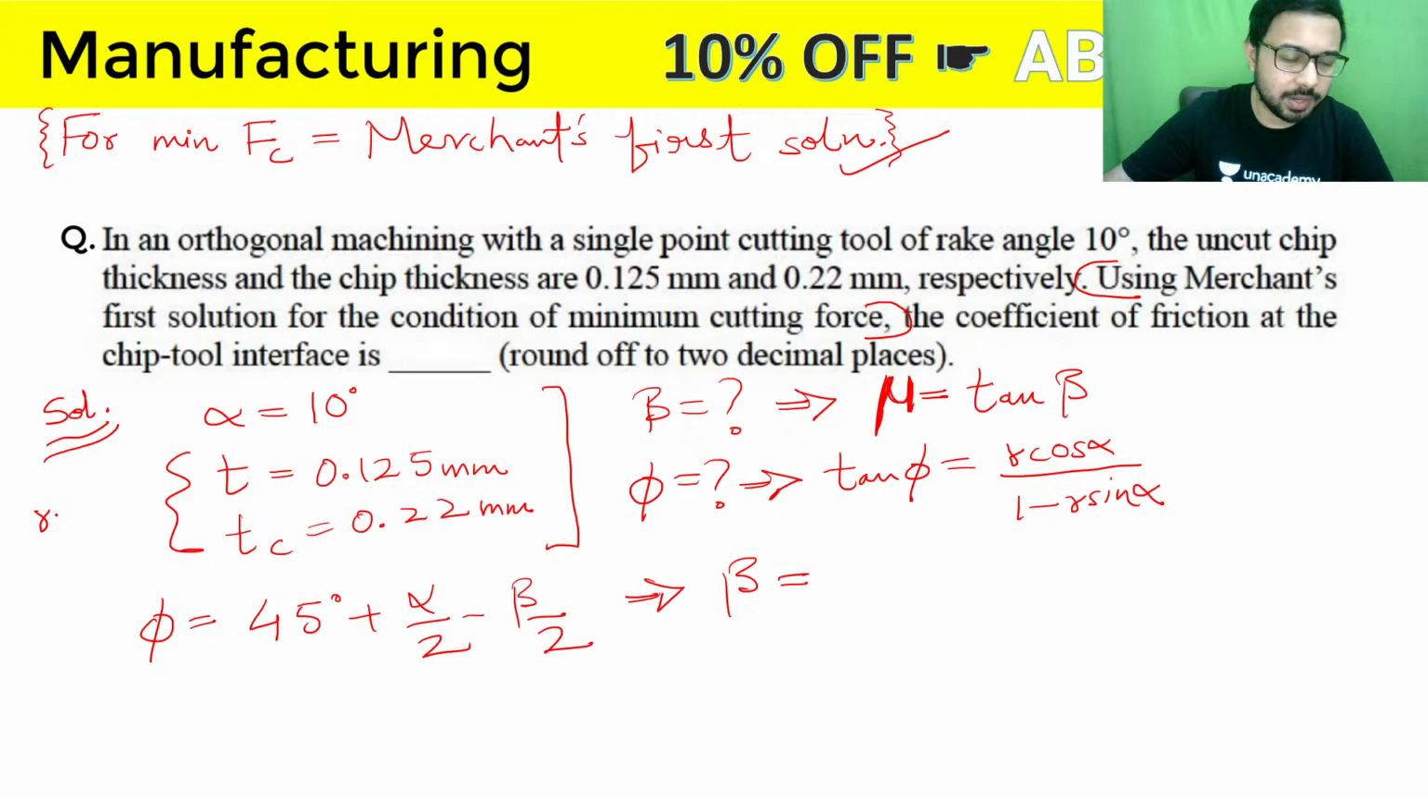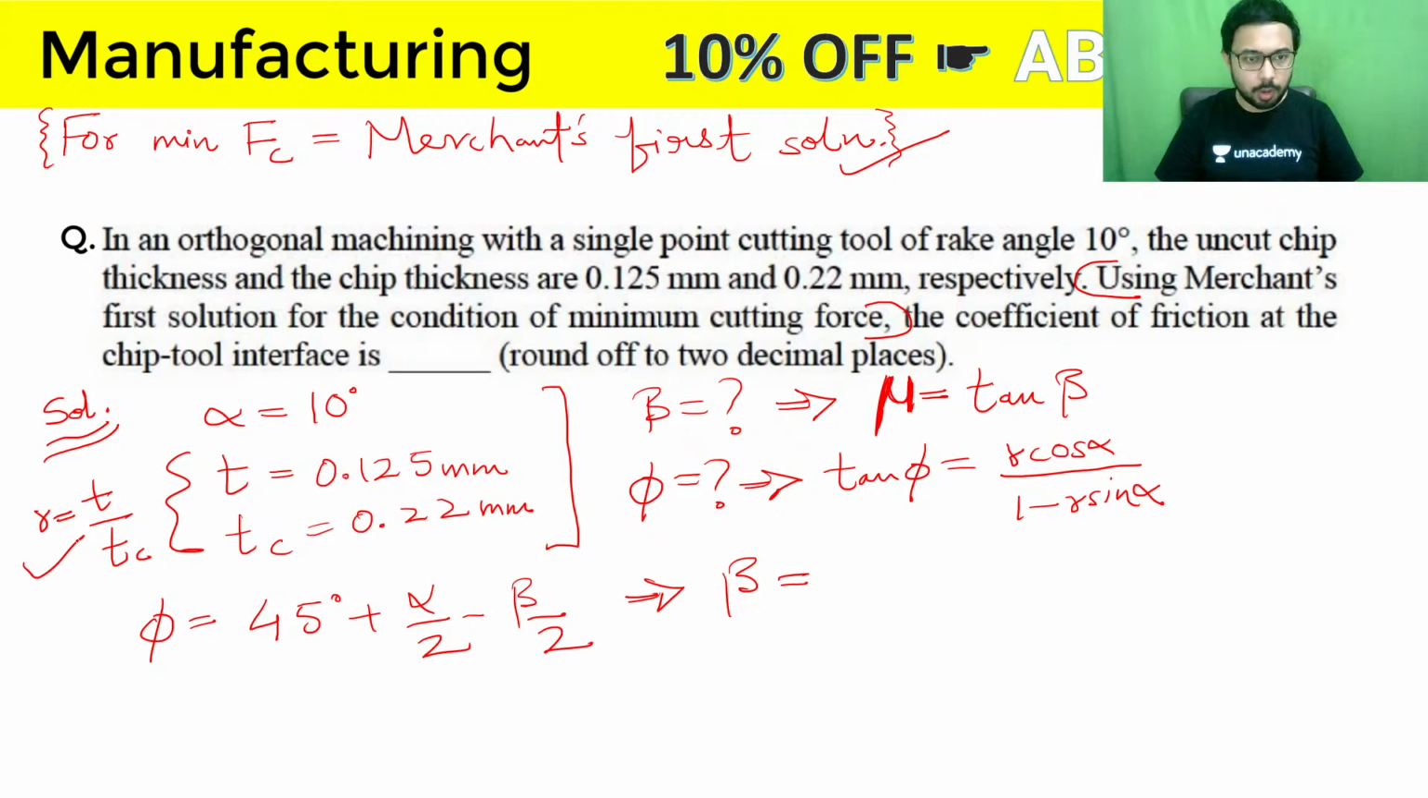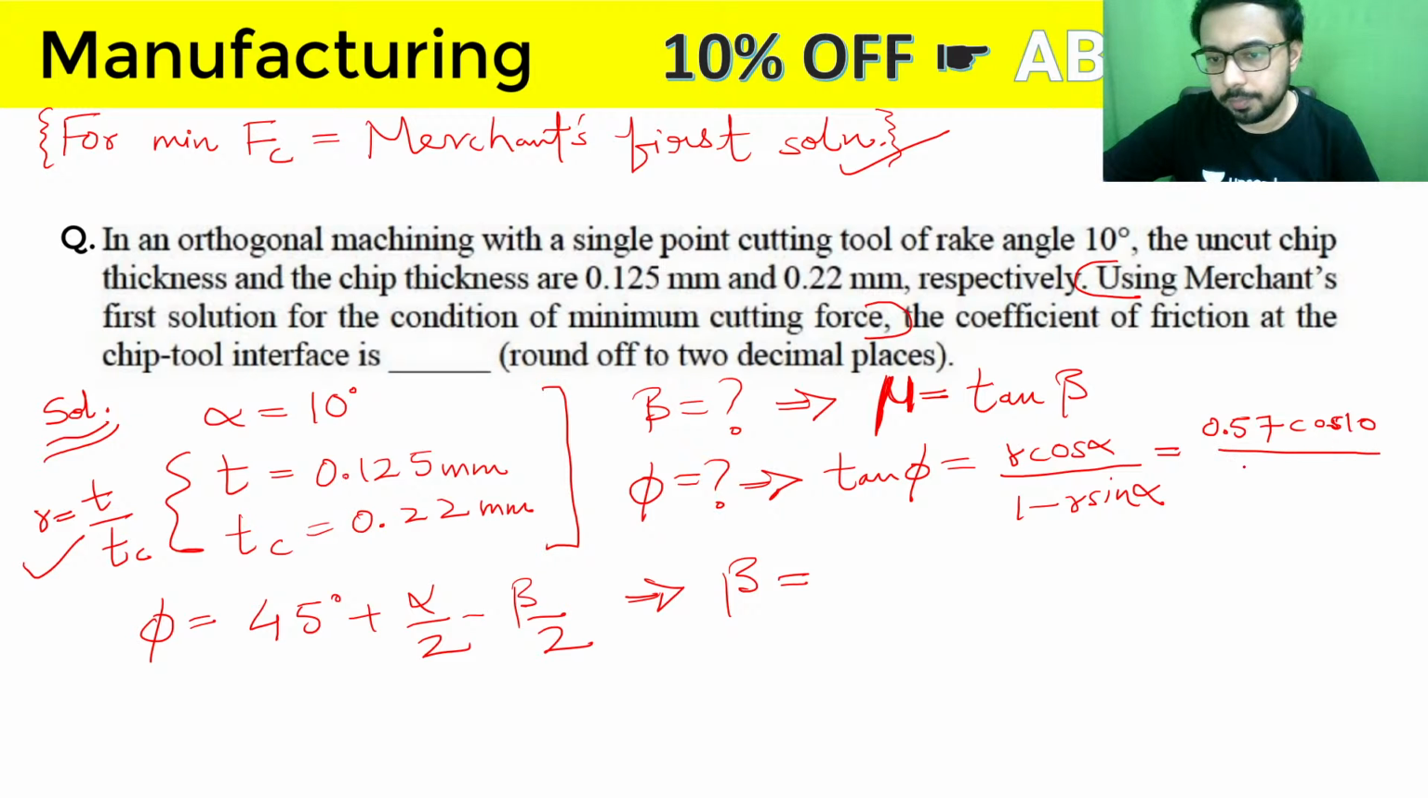And what is r? r is the chip thickness ratio, so t by tc is r. So r will come out as 0.125 divided by 0.22. It is coming out as 0.57. So r is 0.57. Cos alpha, cos 10 degrees, divided by 1 minus 0.57 sine of 10 degrees. So this right here is the equation which will give us phi, the shear angle.